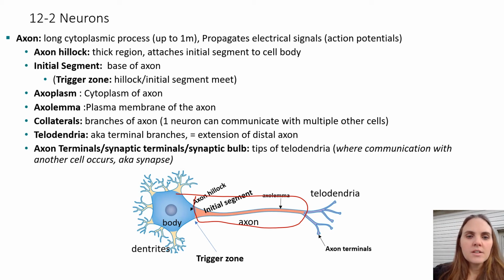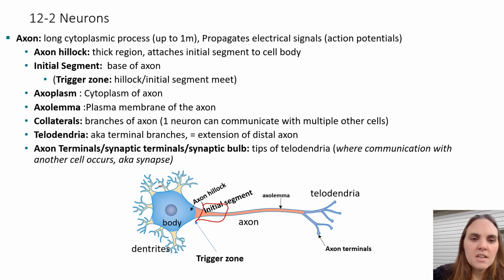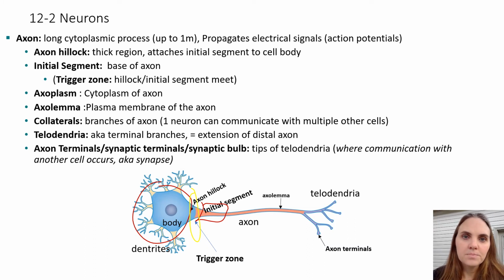And we have some other terms that relate to this. We have the axon hillock, which is a thickened region where it attaches the initial segment of the axon to the cell body. So here's our initial segment of the axon, here's our cell body. So the axon hillock is this area where they are connected. That initial segment is the base of the axon, and it contains what's called the trigger zone, which is going to be involved in our action potentials we'll discuss later on.